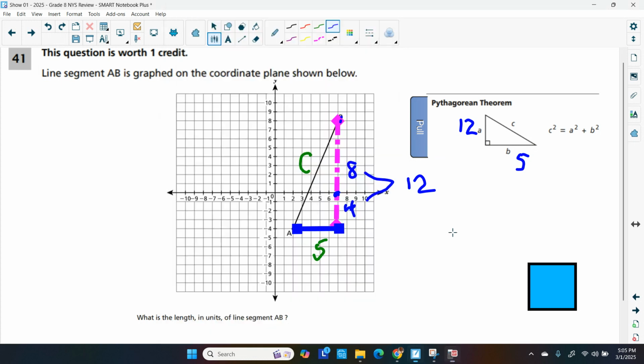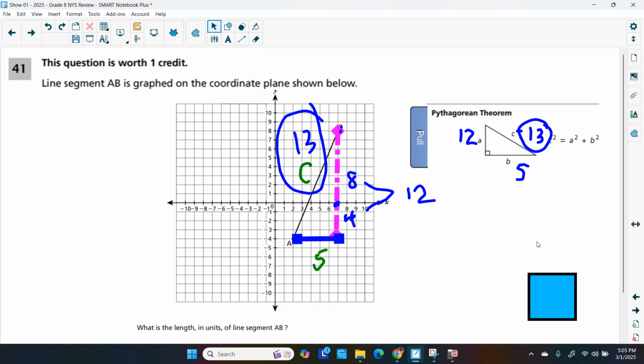So that means side C is 13. And we have found the distance of that line, AB. So 13 square units. All right. Oh, 13 units. So Pythagorean theorem comes in handy.